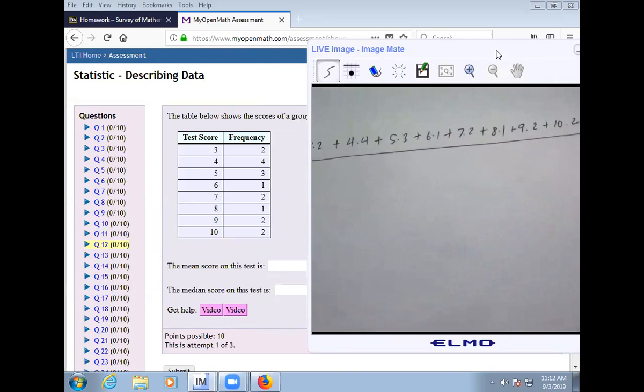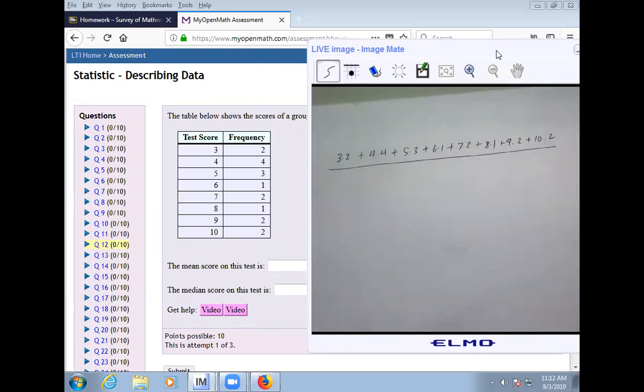Now you have to divide it by the total number of data, and you can find that total number of data by adding these frequencies. You can see these frequencies 2, 4, 3, 1, 2, 1, 2, 2. If you add them all, what do you get? 6, 9, 10, 12, 13, 15, 17. So you have to divide this sum by 17. Good? Can you find out this value using your calculator?